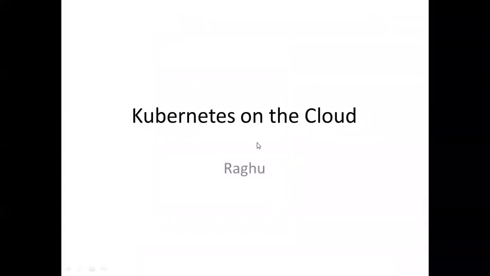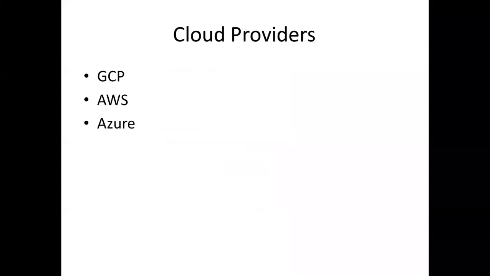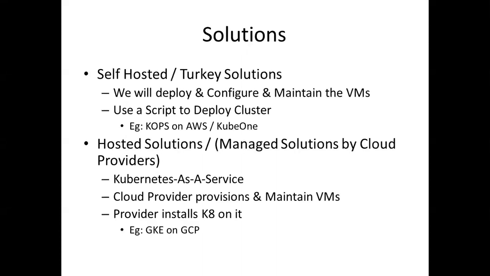Before that, we just need to understand one thing. We also learned that for Kubernetes, we also have cloud services. GCP, AWS, Azure are the major 3 cloud providers in the market right now. In all these cloud service providers, we have Kubernetes available. Here we will deploy, configure and maintain all those virtual machines. There is an in-house API or script developed by these cloud providers, or we use that script to deploy this cluster.